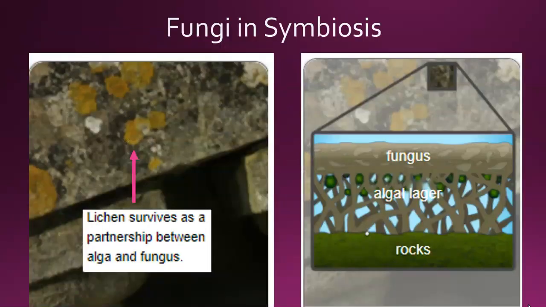Another type of fungal partnership you may have heard of is lichen. Lichen is a fungus that grows in association with green algae or other photosynthetic organisms. Each partner in the relationship provides the other with important nutrients. The photosynthetic algae provides carbohydrates to the fungus, and the fungus provides minerals and protection to the algae.